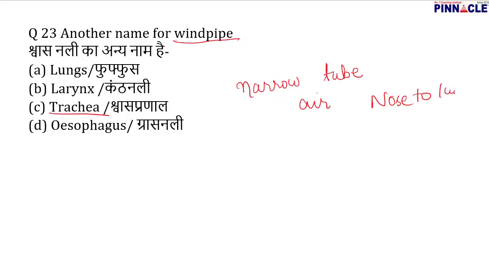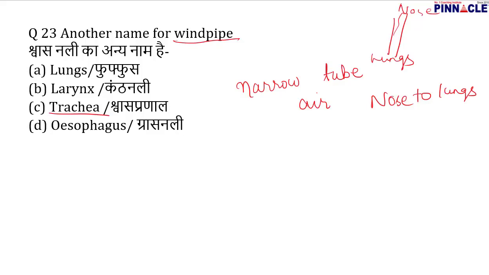Okay, so if somebody asks you how this windpipe or trachea looks like, it's a narrow tube, and basically the main importance or the main use of trachea is to allow the air to pass from nose to lungs. Okay, so for question number 23, C, that is trachea, is the correct option.